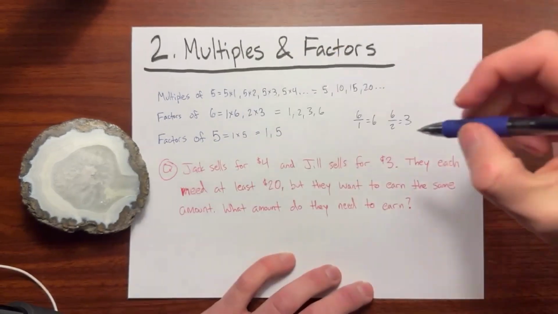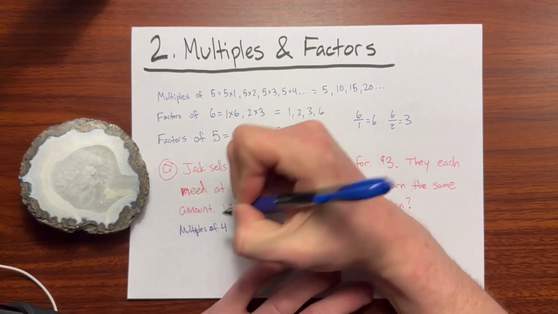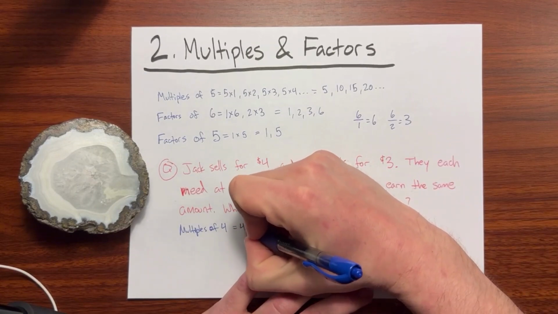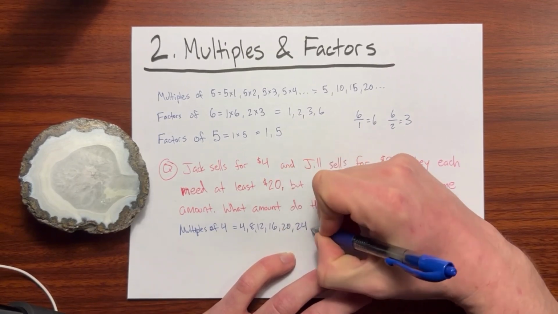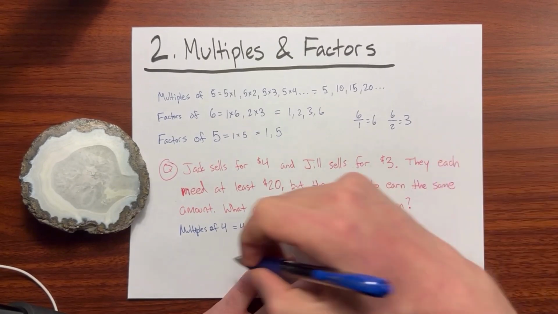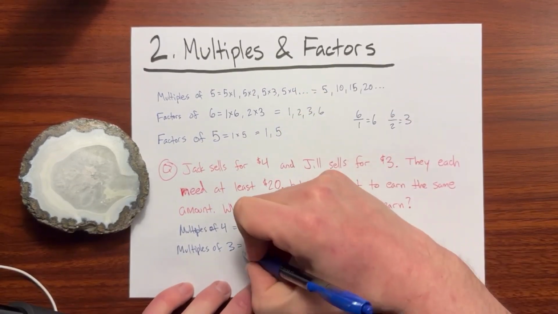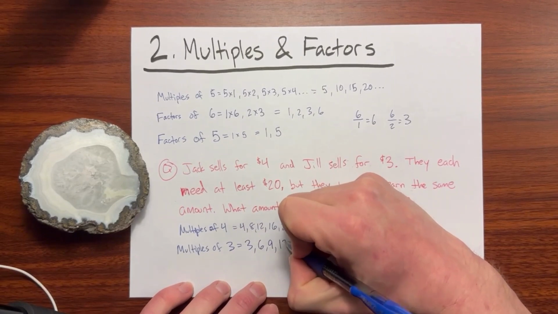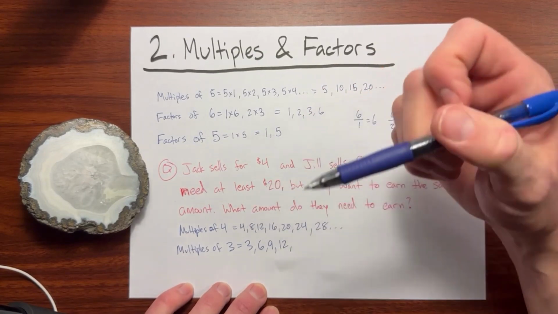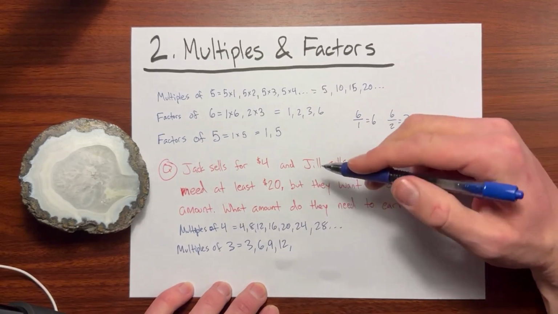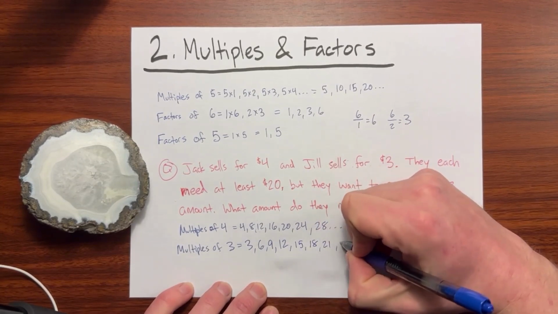So the multiples of 4 are going to be 4, 8, 12, 16, and 20, 24, 28, and so on. The multiples of 3 are going to be 3, 6, 9, 12, and if we were just looking for the least common multiple of 4 and 3, we'll see that 12 would be that case, but we are looking to make at least $20, so we need to continue 15, 18, 21, and 24.